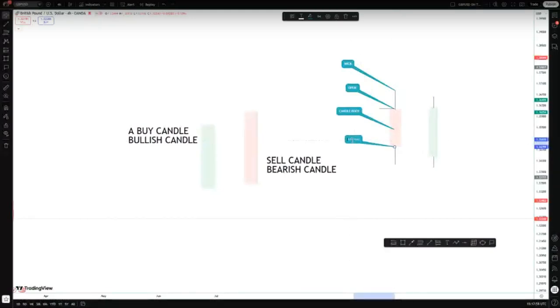Now you will see the close. Here is the close, and then you would also see here a wick, because this thin line is a wick. This is a wick, and this is everything you need to know about the bearish candlestick.